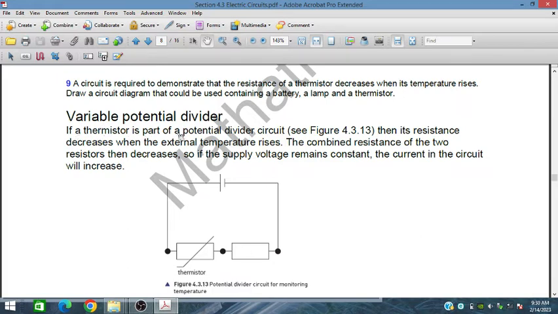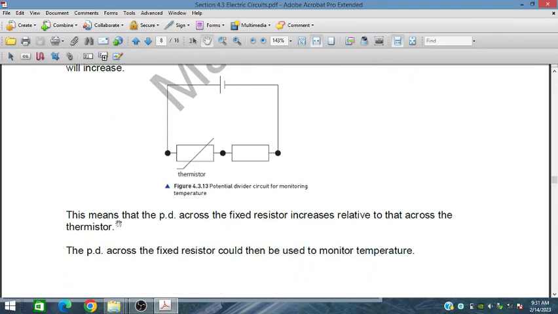If a thermistor is part of a potential divider circuit, then its resistance decreases when the external temperature rises. So the combined resistance of the two resistors decreases, so with the voltage supply remaining constant, the current in the circuit will increase. When temperature rises, this resistance will drop, so the effective resistance will decrease. This means that the potential difference across the fixed resistor increases relative to that across the thermistor.